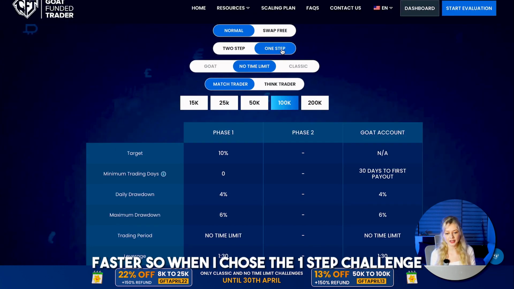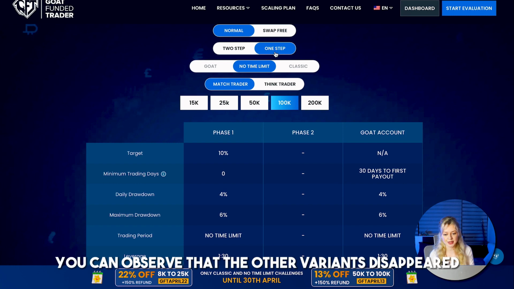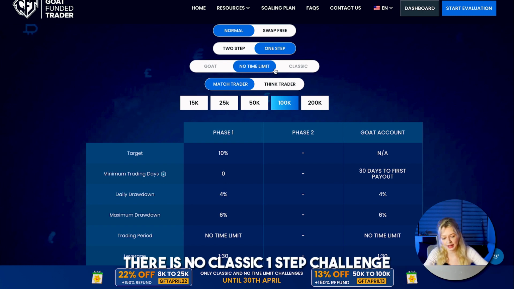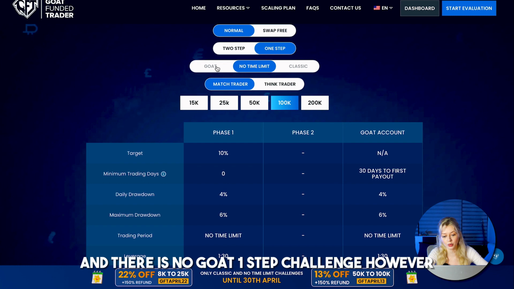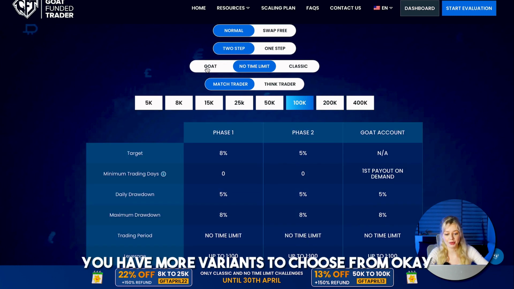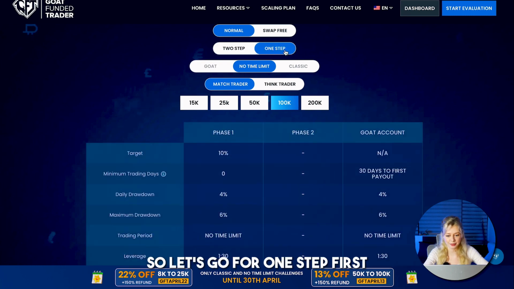So when I chose the one-step challenge, you can observe that the other variants disappeared. Why is that? Because the one-step challenge is only no time limit. There is no classic one-step challenge and there is no GOAT one-step challenge. However, when you go for two-step, you will observe that you have more variants to choose from. Okay, so let's go for one-step first.